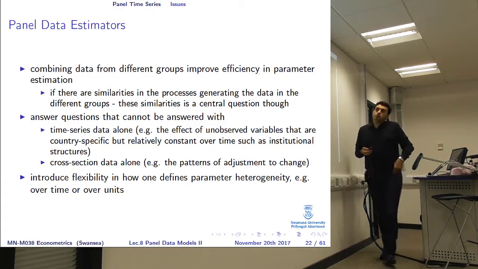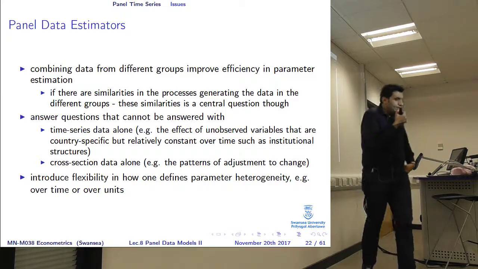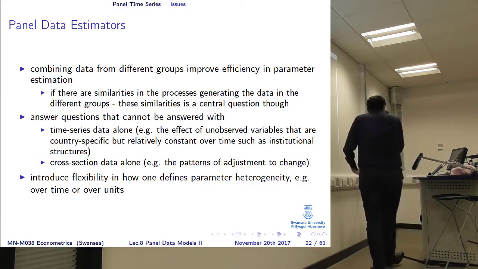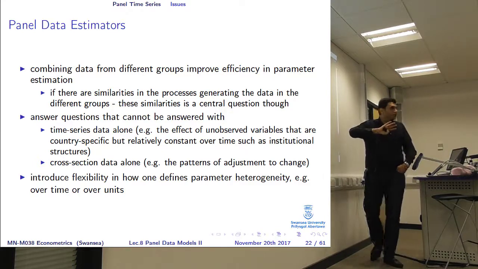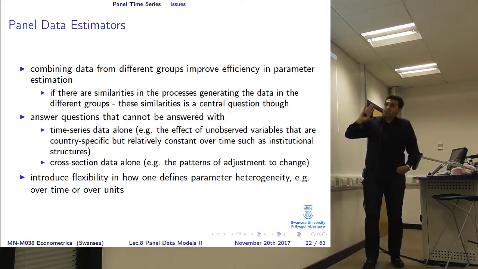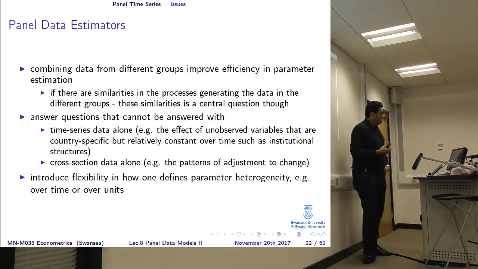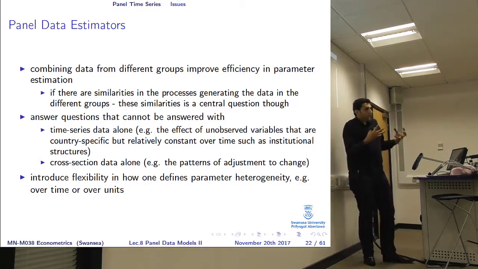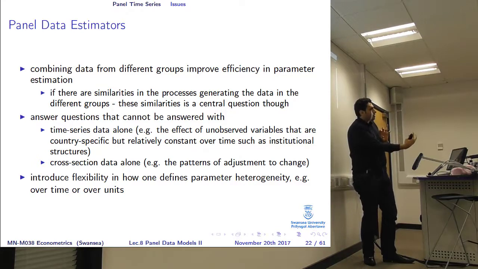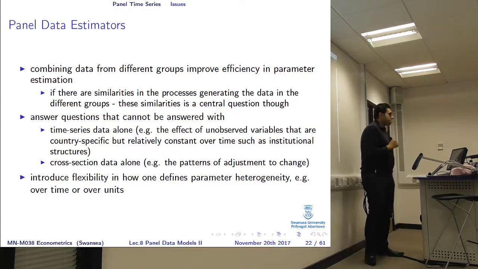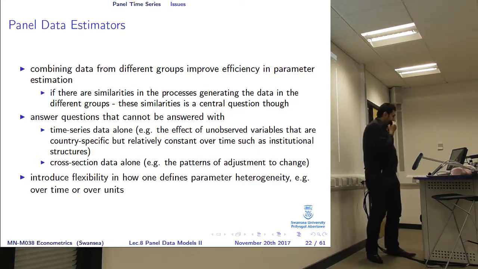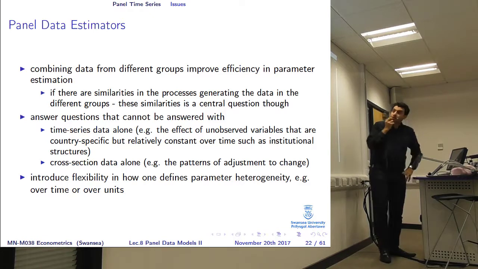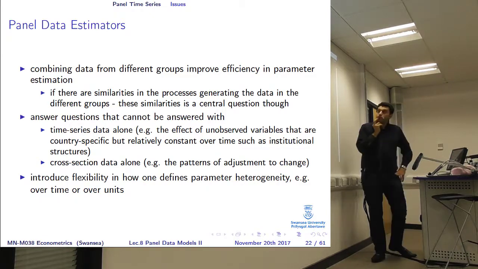But before I start with an example, it's very important to summarize what we would expect from panel data estimators in general. Basically, you expect to gain or improve the efficiency of your estimation because you are combining data about the cross-section and the time element, the time dimension. So you would expect some kind of improvement in efficiency.